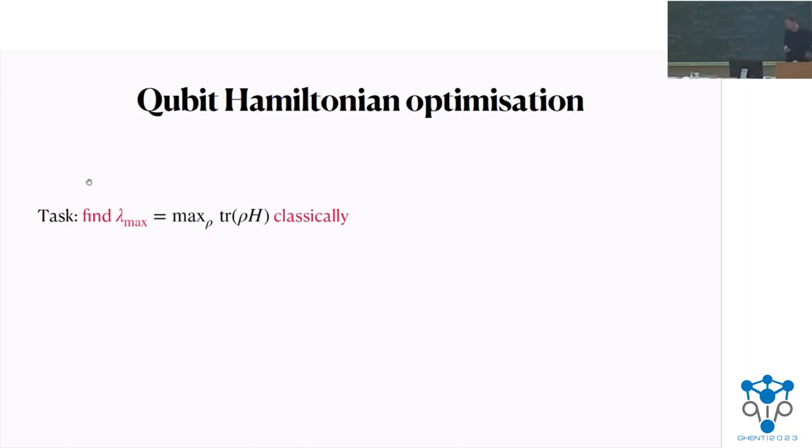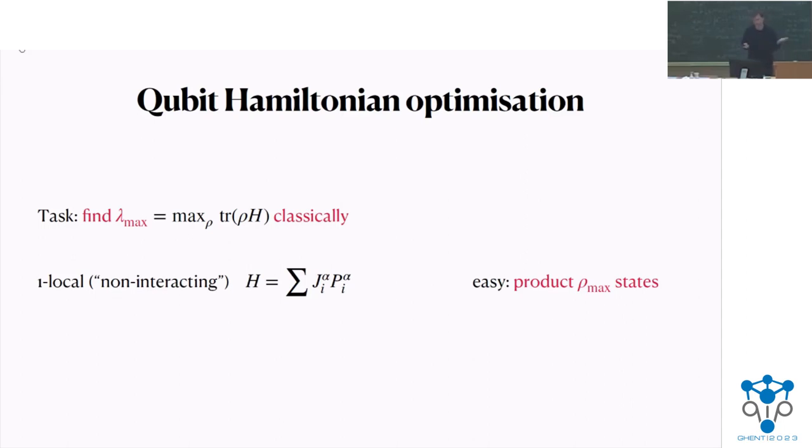Let me set the stage with something maybe more familiar than what's in the title. That would be the Qubit Hamiltonian optimization. You're given a Qubit Hamiltonian and you want to find its maximal eigenvalue. We're going to restrict to mostly classical methods for doing that. That's obviously not always possible, as you all will know, but let me just quickly review this.